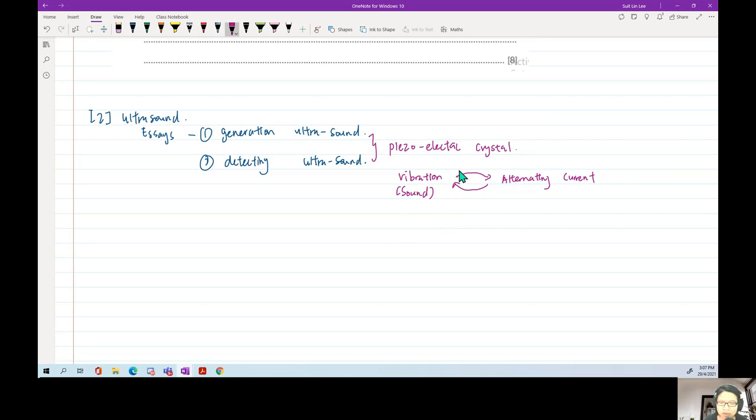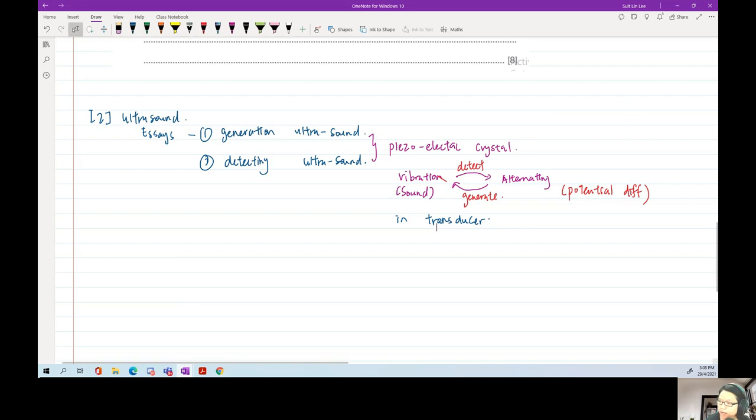So this one can go two ways. If you want to generate ultrasound, you use alternating current. Past year papers tend to use potential difference, so I'm just going to stick to what I see in the mark scheme: use alternating potential difference to generate ultrasound. Or if the ultrasound reflects and comes back, this is used to detect ultrasound. And all this will happen in a transducer.